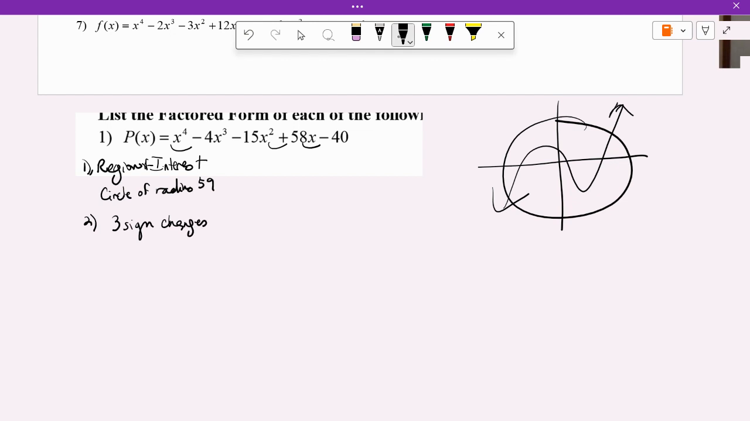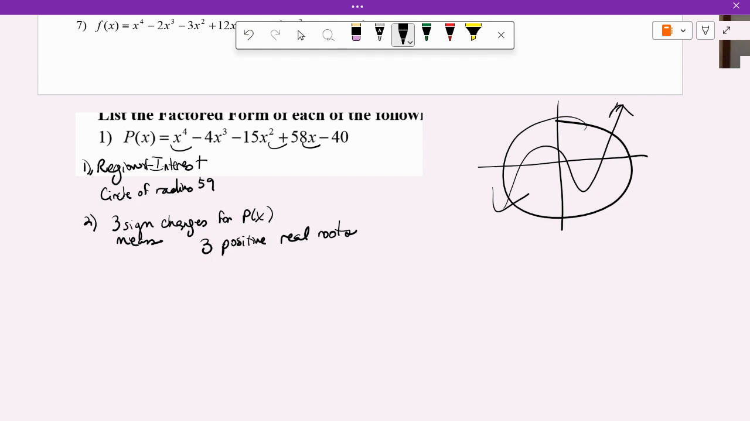Three sign changes for P of X means three positive real roots. Do I need to review that a root is the same thing as a zero, is the same thing as an x-intercept? All the same? Got that? Okay, so I could say zero or root, it's the same thing. Three positive real roots. Now, this is the rule: or less than that by an even number.